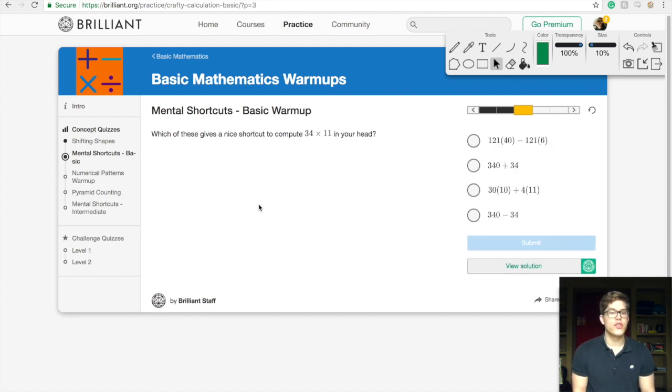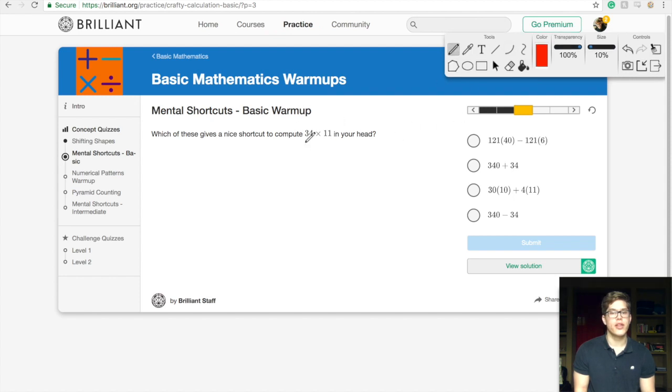Which of these gives a nice shortcut to compute 34 times 11 in your head? So I like this quiz. It's giving you some nice tidbits into some good mental math. So how can we do 34 times 11 in your head? I'm not even looking at the answer choices, so I'm going to scribble them out. I'm going to tell you how I do it, and then we'll see what these answer choices are.